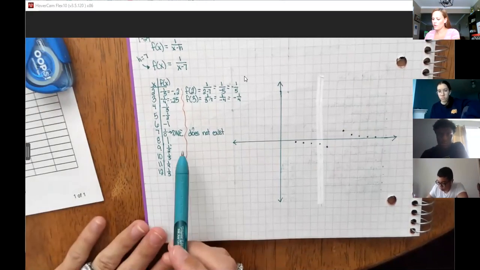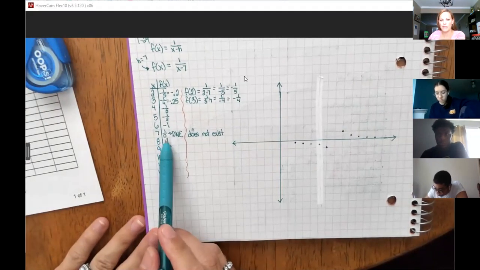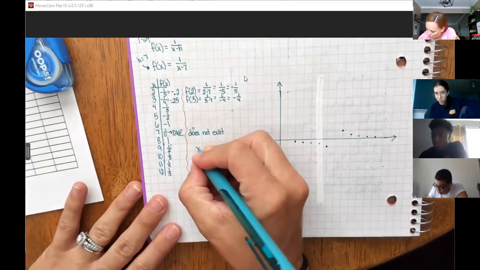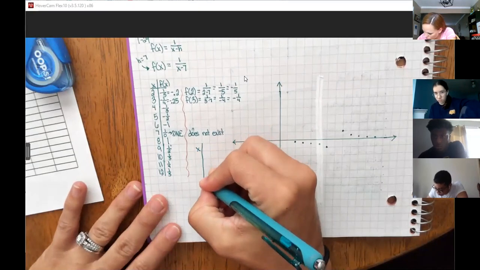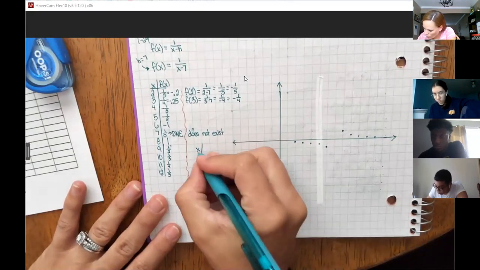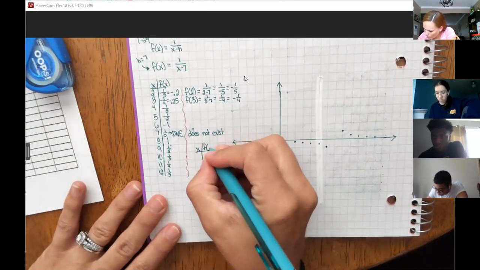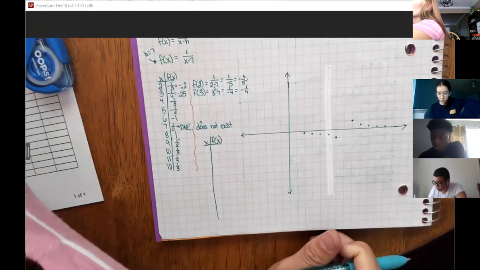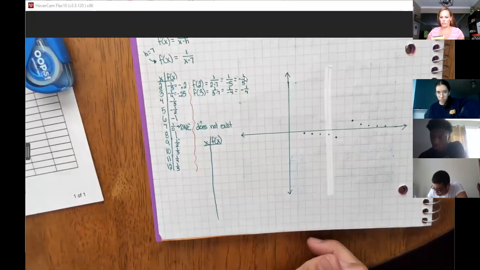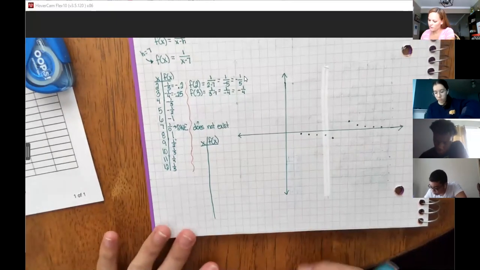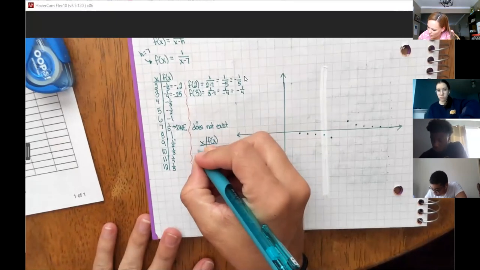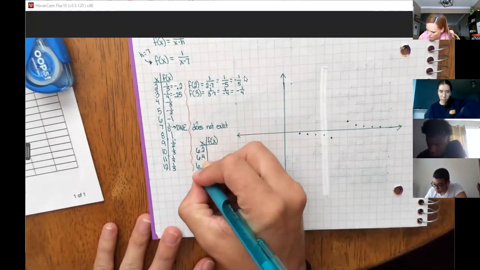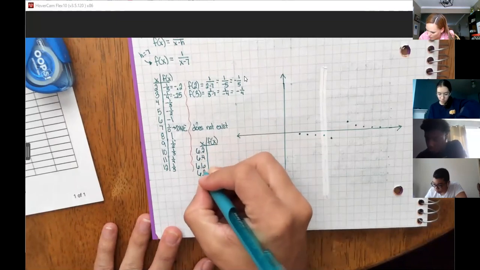So what we're going to want to do from here is look at what happens as we get closer to 7. So I'm going to make another little table. And let's do maybe 6.2, 6.4, 6.6, 6.8.